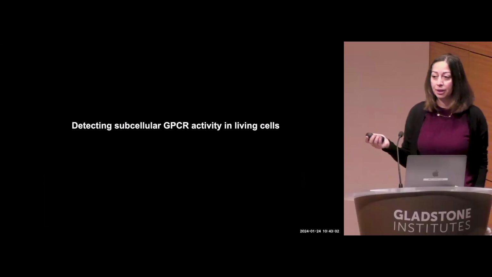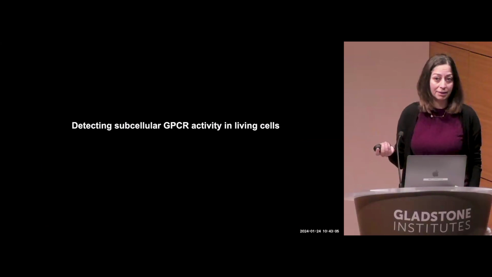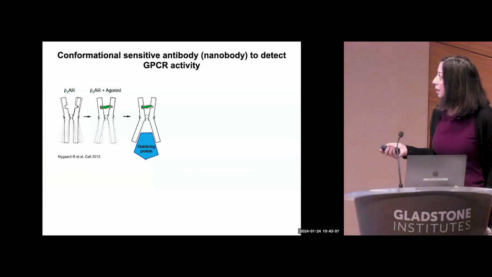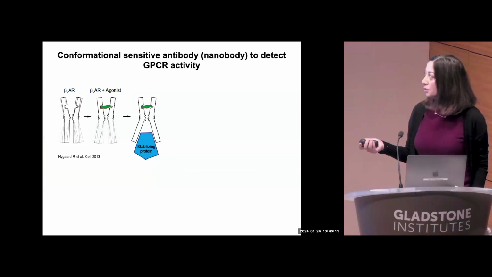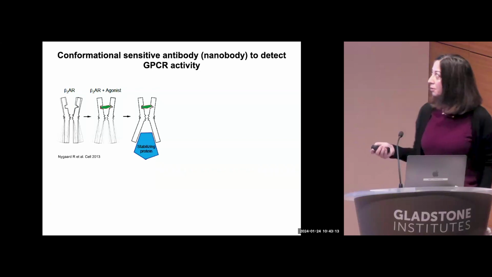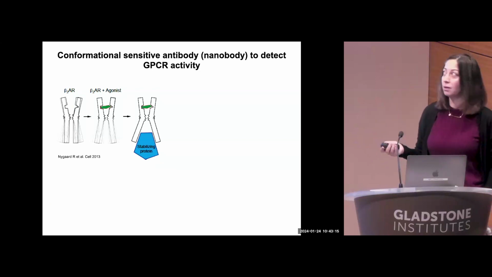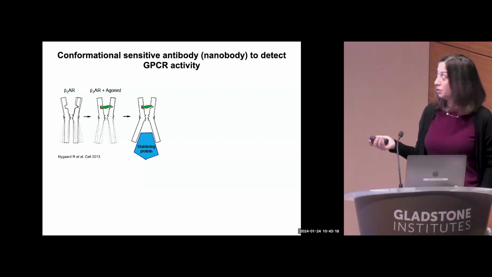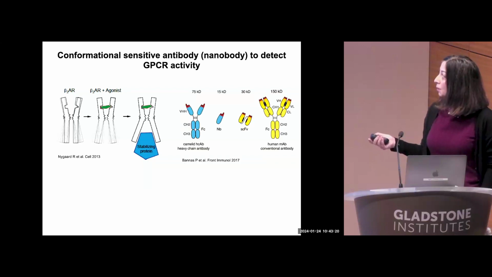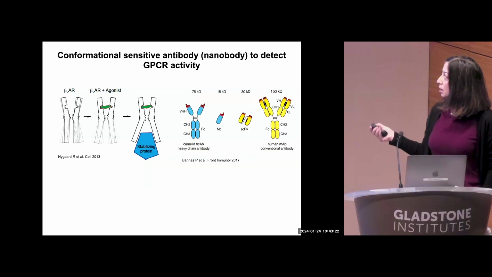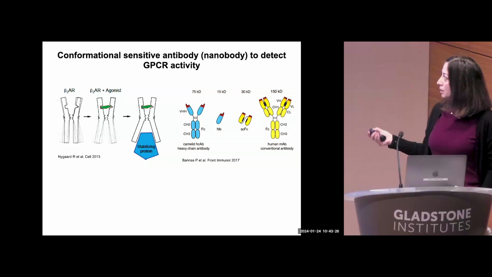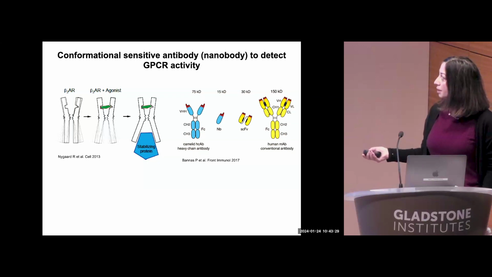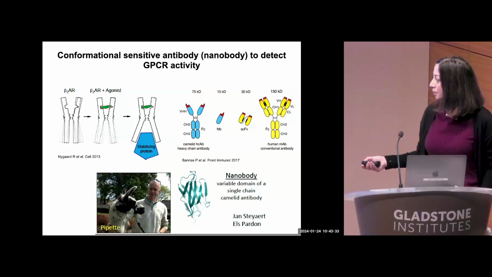So how did we actually get to detect the activity of these receptors in the cell? It came from studies of a structural biologist, most notably Brian Kobilka at Stanford, who received the Nobel Prize for his work over many years on the structure of these G protein-coupled receptors, where he took advantage of small domain antibodies known as nanobodies that are generated in camelids, including this llama that he named Pipette.